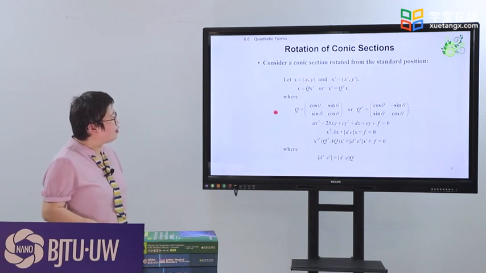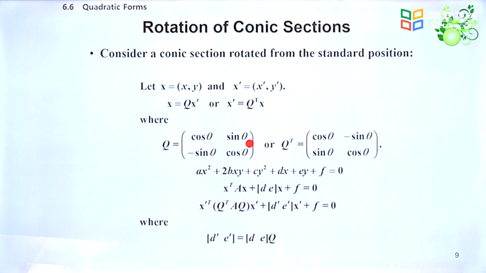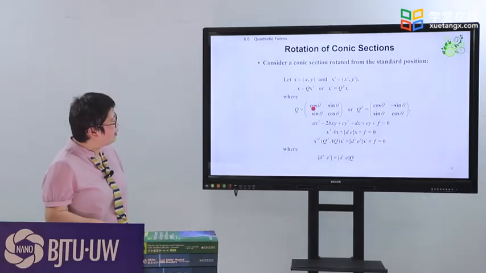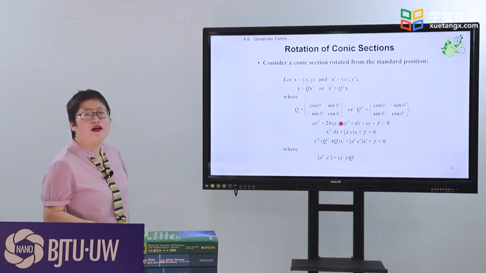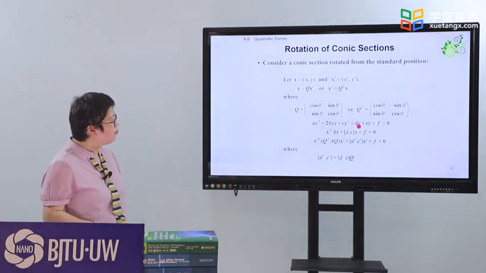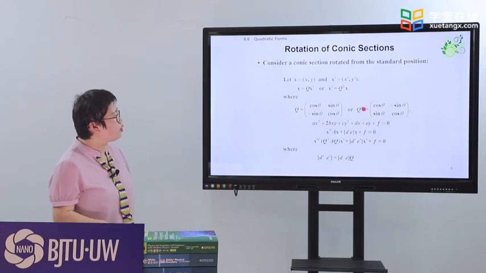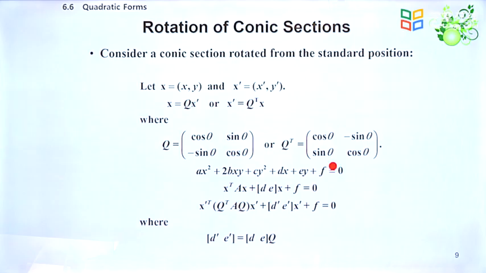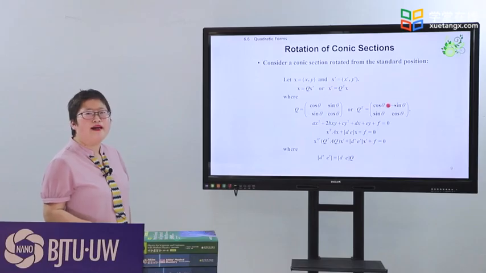And then Q, this matrix, is a 2 by 2 matrix because it represents the rotation. The first column is cosine theta, minus sine theta. The second column is sine theta, cosine theta. It's like rotating clockwise by angle theta, right? And Q transpose is cosine theta, sine theta, minus sine theta, cosine theta. So this linear transformation rotates the vector anti-clockwise by angle theta.